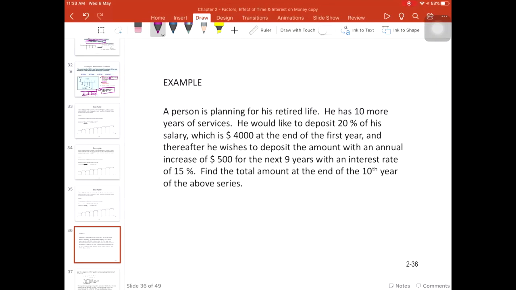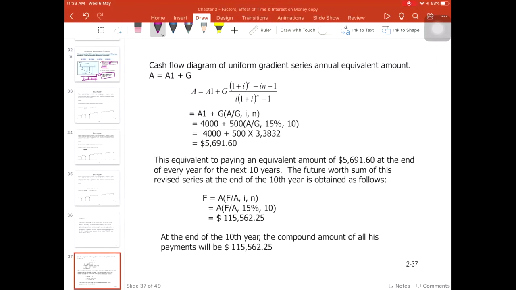But yeah, that means which is 4,000. So you have to use that number. It's not that 40 ringgit you have to multiply by 20%. Where is the money? That 4,000. So this one uses the formula or the factor notation.